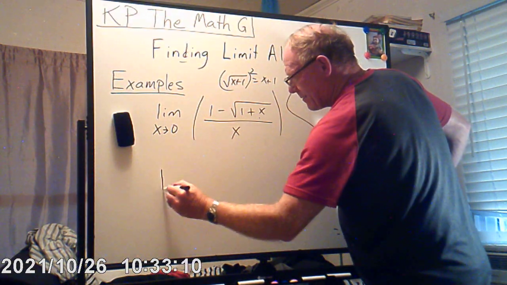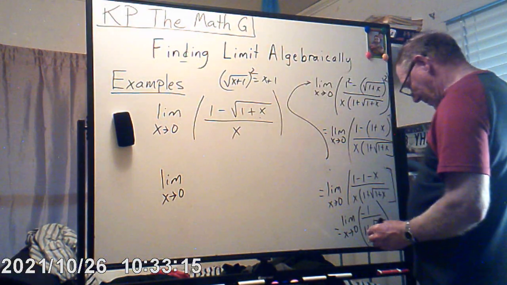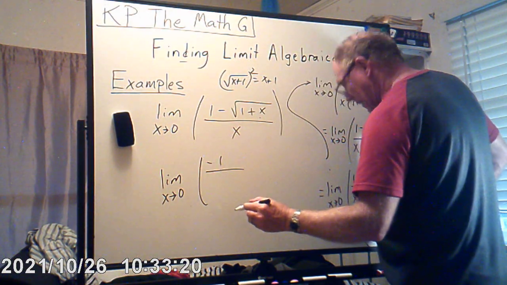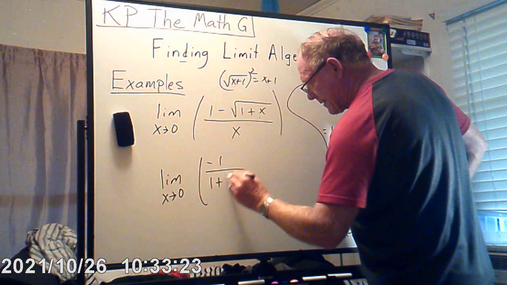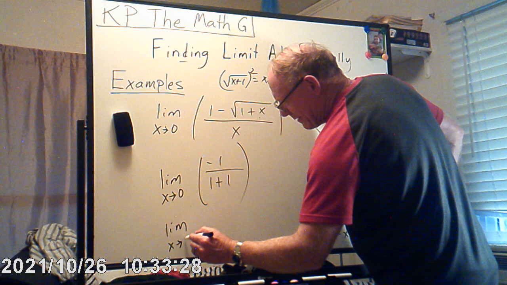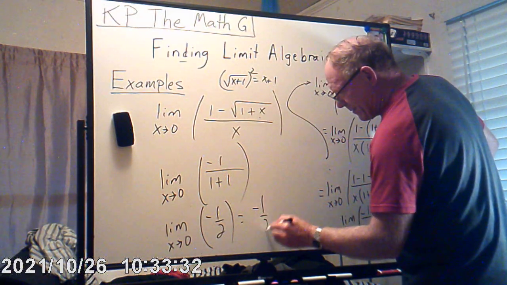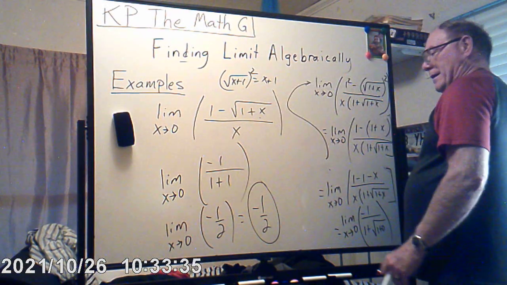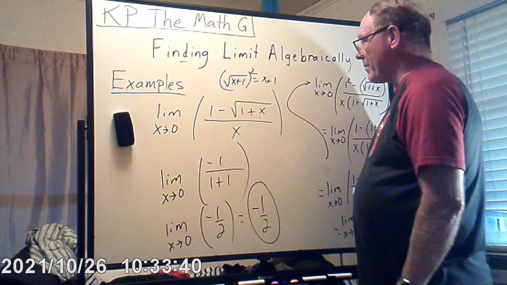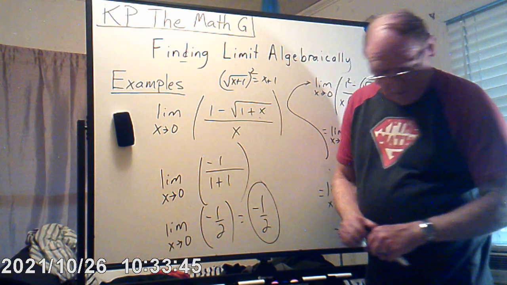Alright, now we got the limit as x approaches 0. So we have at this point negative 1 over, actually 1 plus 1. Which is the limit as x approaches 0, negative 1/2, which is negative 1/2. Okay, there it is. If I made a mistake somewhere, let me know, but I think everything is a-okay.